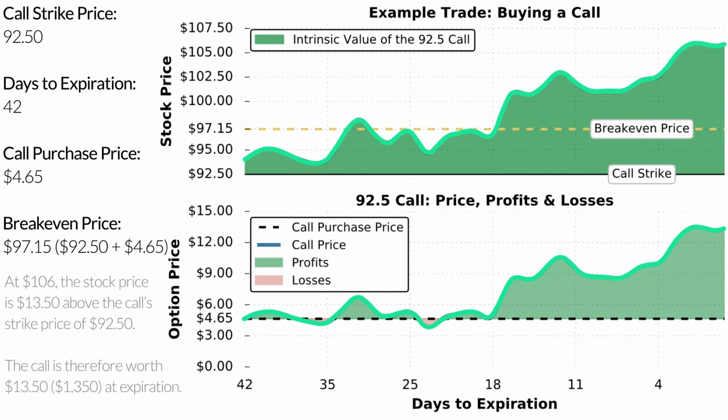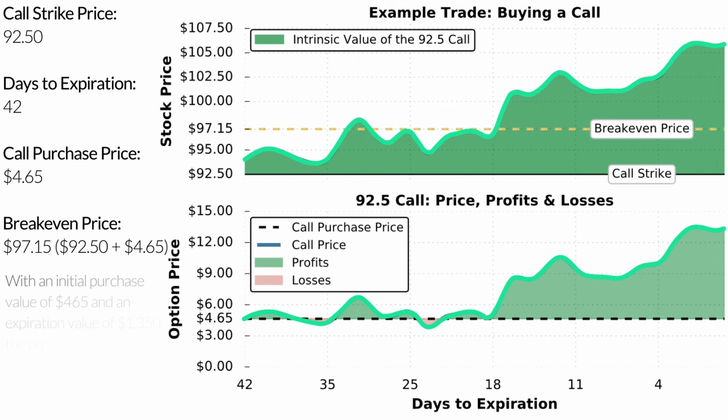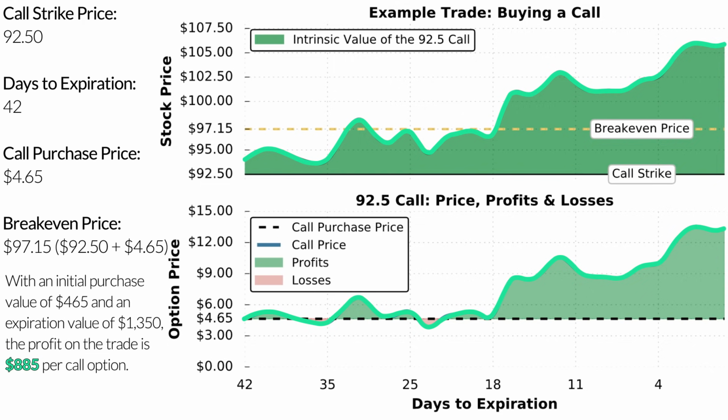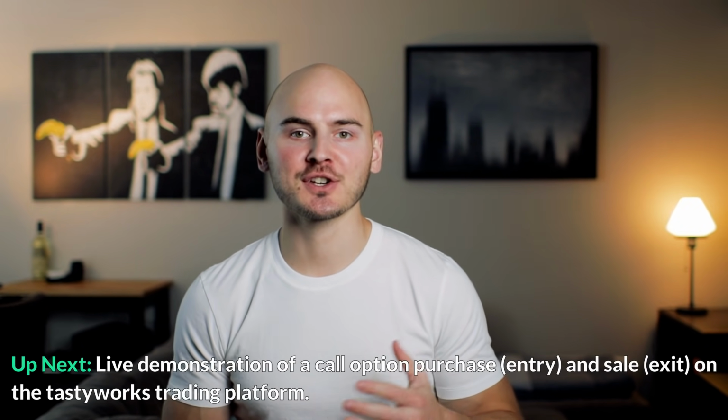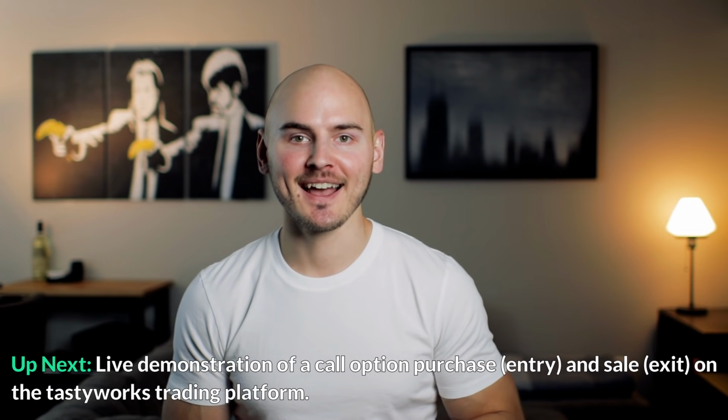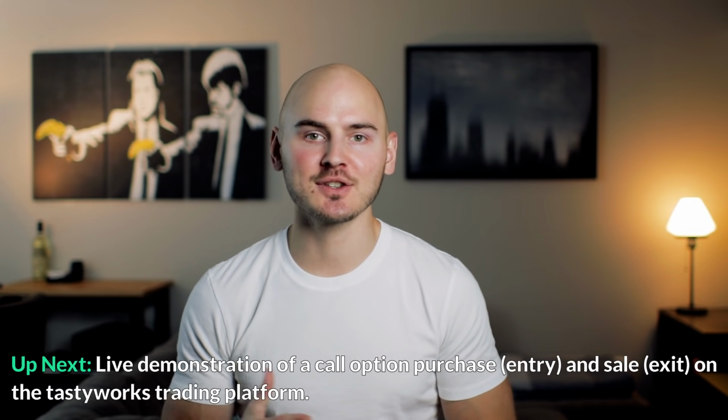$1,350. With an initial purchase price of $4.65 and the option price increasing to $13.50 by expiration, the profit on this trade would be $885 for every call option that was purchased for $4.65 and sold for $13.50 at expiration. An $885 gain on a $465 initial investment means that the trade in this example had a return of 190% on the initial amount invested into this call option.